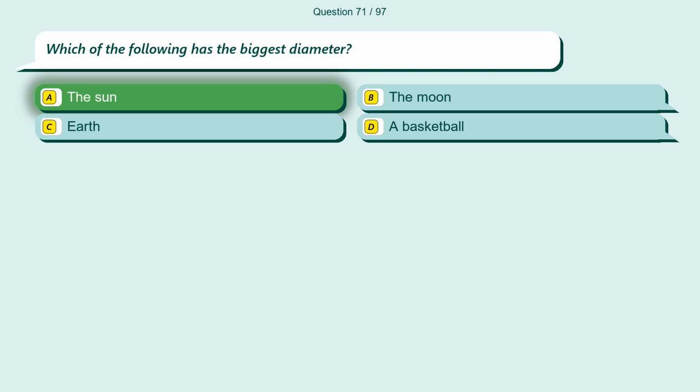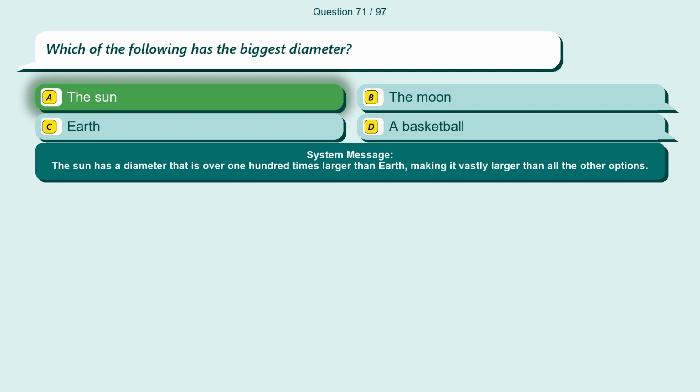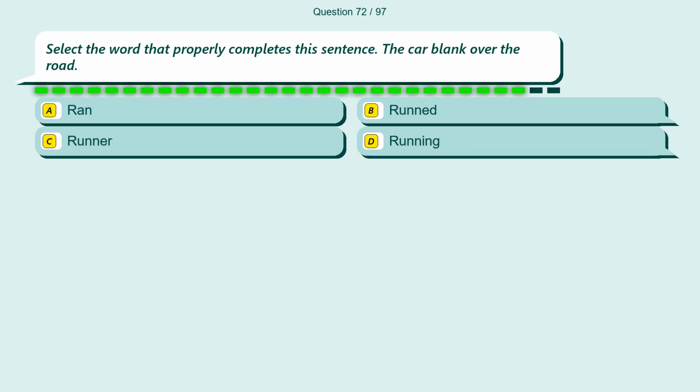The correct answer is option A, the sun. The sun has a diameter that is over 100 times larger than Earth, making it vastly larger than all the other options. Question 72. Select the word that properly completes this sentence.